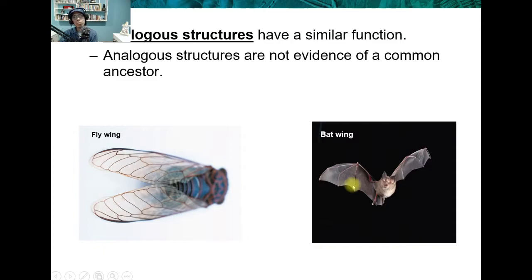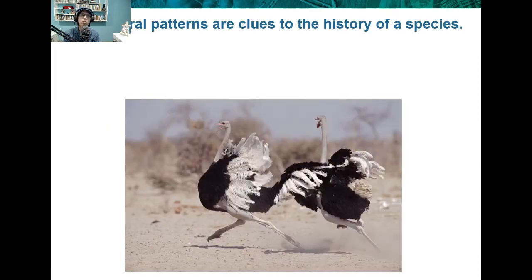Fly wing and bat wing. The wings of a fly are for flying. The wings of bats are for flying. But if you look at the structure itself, it's different. So it's only a similarity in function, not in structure. Then another one, structural patterns are clues to the history of a species.